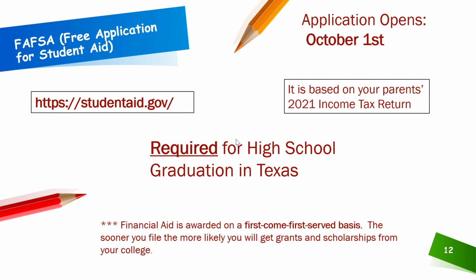Okay, let's talk about FAFSA, the Free Application for Student Aid. The window for that opens up on October 1st. You need to know that colleges and universities will start giving out their money first come, first served. So the faster you get your application in, the better the chance that you'll get money from the college or university if you qualify for it. Here's the website, studentaid.gov, and it's based on your parents' 2021 income tax return. It's always the prior year to the year that you plan to be enrolling in college.